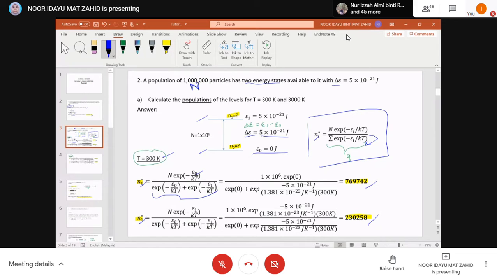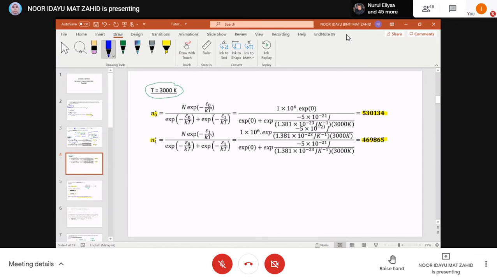So you can see here, naturally, we should expect that the lower energy level would have more particles compared to the higher energy state. So here the value makes sense. How about the population at a much higher temperature, which is 3000 Kelvin? I'm using the same steps, but instead of 300 Kelvin, I'm replacing it with 3000 Kelvin. You can do this on your own.